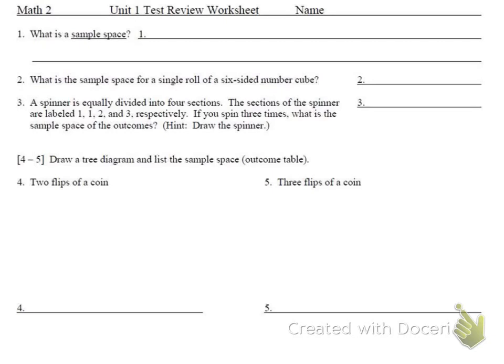What is the sample space for a single roll of a 6-sided number cube? If I have 6 sides, I have a sample space of 6 values. That's 1, 2, 3, 4, 5, and 6.